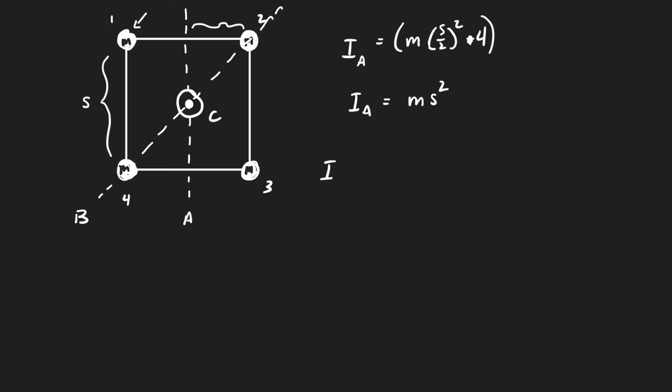So how about this one? If I look at axis B, and I want to spin this system about axis B, 2 of the masses don't contribute in any meaningful way to the moment of inertia. Mass 2 and mass 4 both lie on the axis of rotation. So on their own they have an r of 0. I don't have to add their contribution to the moment of inertia. It's as if their mass doesn't even count.